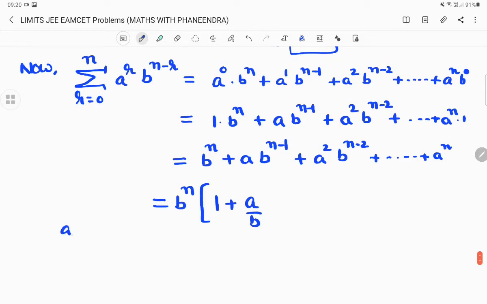So here a into b power n minus 1 by b power n, it will come. If you simplify, a into b power n minus 1 means b power n into b power minus 1, by b power n. This will be cancelled. A into b power minus 1 means 1 by b. So that is the reason I directly wrote it. I hope everyone understands.